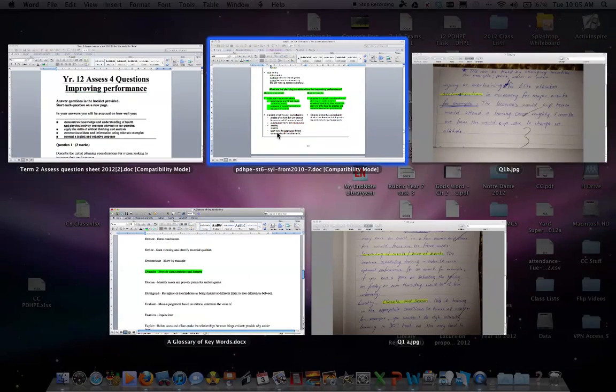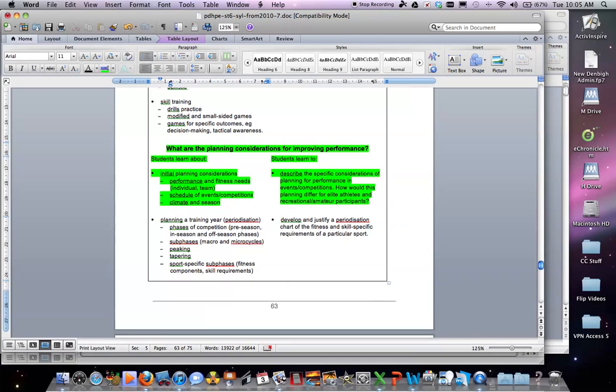If we look at the dot points from the syllabus, what are the planning considerations for improving performance? So reminding you all that everything should relate back to improving performance in this unit that we're looking at. The things that we're learning about are the dot point of initial planning considerations, performance and fitness needs, individual and team. Obviously we're looking at the team focus in this particular one. We're looking at the scheduling of events and competition, and the climate and season, and how those all impact upon the consideration of planning for the coach.